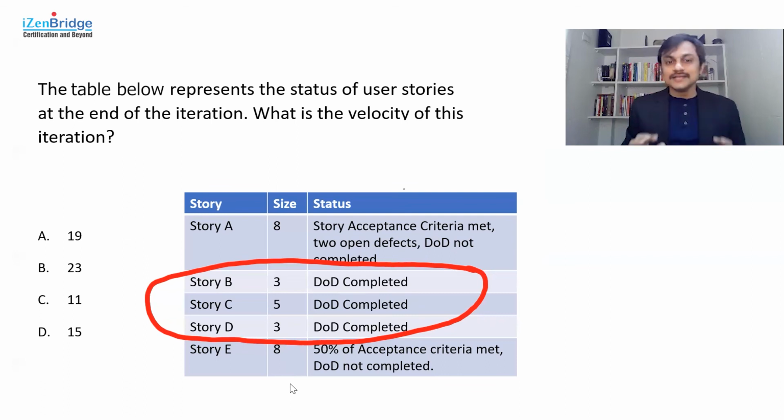So in this particular case, the calculation is simple. I just need to sum total B, C, and D, and the answer will be 11 only. There is nothing else. I just need to sum total the done part of my iteration work, which is story B, C, and D.